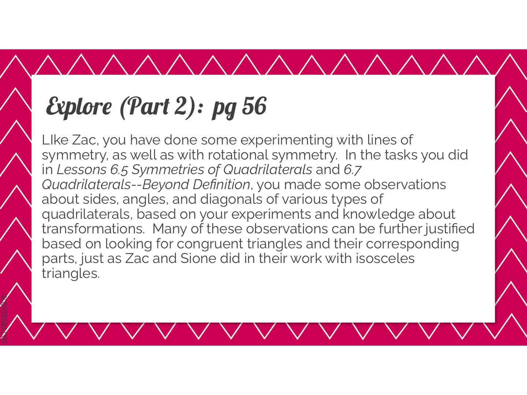All right, page 56. Open up your workbook to page 56. We're looking at part 2. It says, like Zach, you have done some experimentation with lines of symmetry as well as with rotational symmetry. In the task you did in lesson 6.5, symmetry of quadrilaterals, and 6.7, quadrilaterals, you made some observations about sides, angles, and diagonals of various types of quadrilaterals, four-sided figures, right? Based on your experiments and knowledge about transformations, many of these observations can be further justified based on looking for congruent triangles and their corresponding parts, just as Zach and Simone did in their work with isosceles triangles.